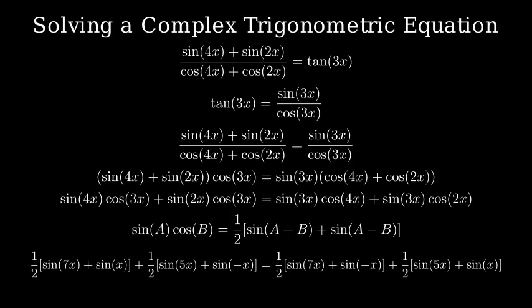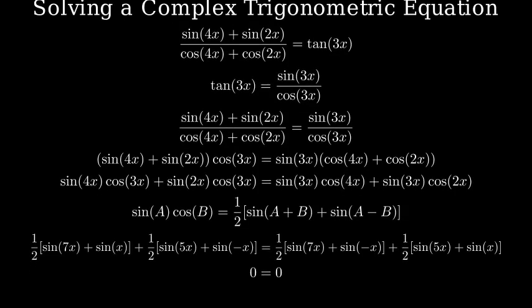Recall that sine of negative x equals negative sine of x. After combining like terms and simplifying, we get 0 equals 0. This means our equation is an identity. It's true for all values of x where the denominators are not 0.